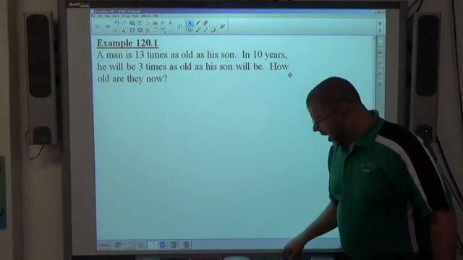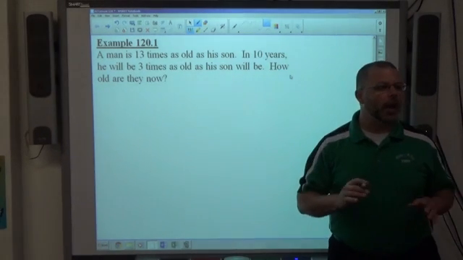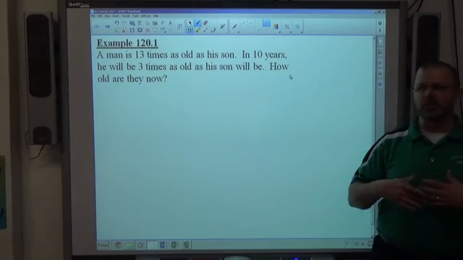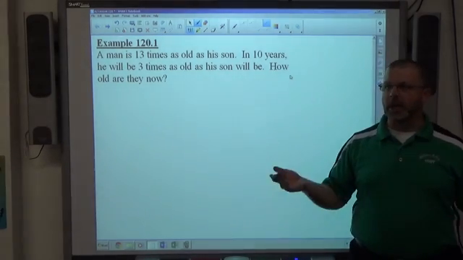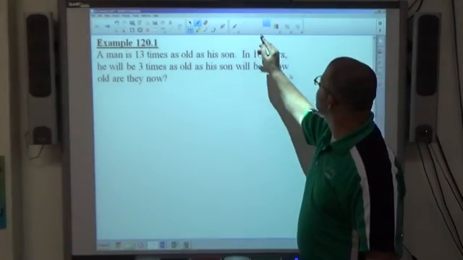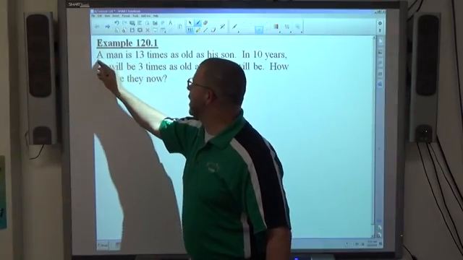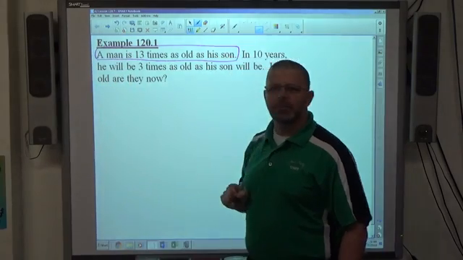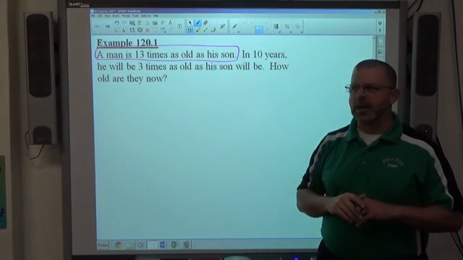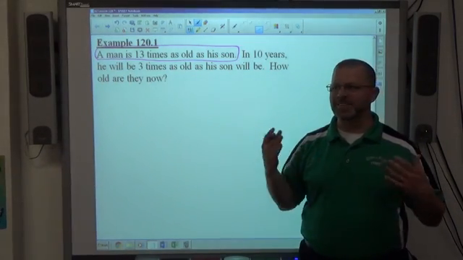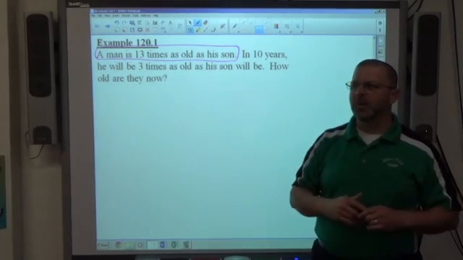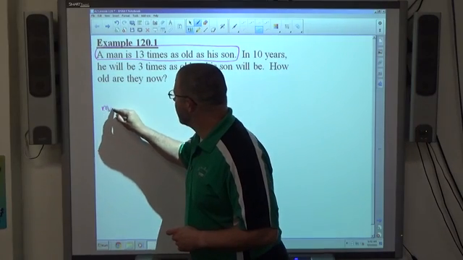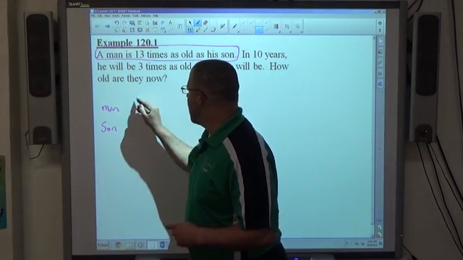Okay, so first thing I want to deal with is an age problem. Age problems are going to deal with different time periods. What you want to do is set up the unknowns, their ages in both time periods, to begin with. The first sentence, a man is 13 times as old as his son, doesn't give us a time period. That implies right now. Now is almost always what's meant in these problems. So if it doesn't specifically say right now, assume that's what we're talking about. So we got the man and his son, and we have now.